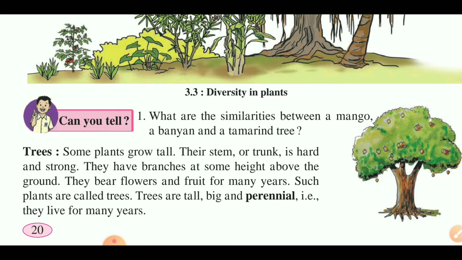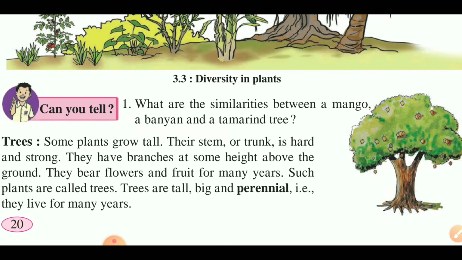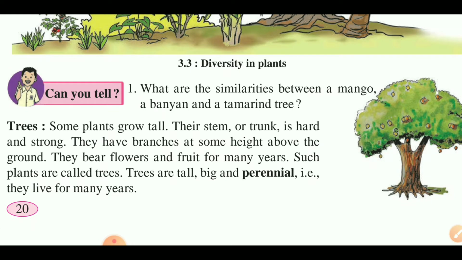Some plants grow tall. The stem or trunk is hard and strong. They have branches at some height above the ground. They bear flowers and fruits for many years. Tamarind and mango trees have flowers and fruits for many years. Such plants are called trees. Trees are tall, big, and perennial. Perennial means they live for many years. That is called a perennial plant.